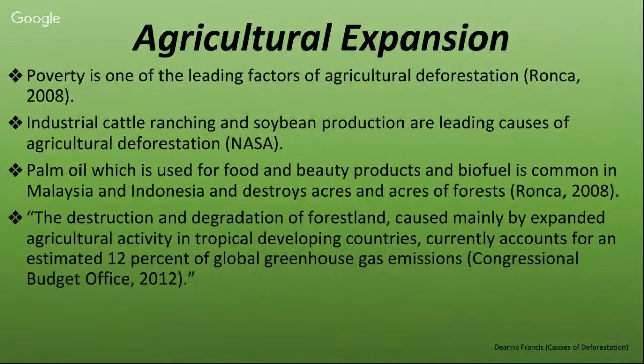Lastly, agricultural expansion is usually driven by poverty, and it's one of the leading factors of deforestation. A lot of it's done by cattle ranching and soybean production. Palm oil, which is used in countries such as Malaysia for biofuel and food and beauty products, destroys tons of forests. And lastly, 12% of global greenhouse gas emissions are caused by deforestation around the world.